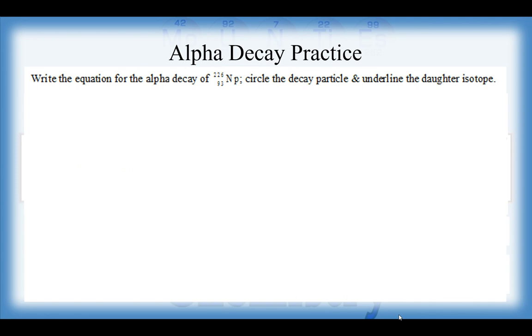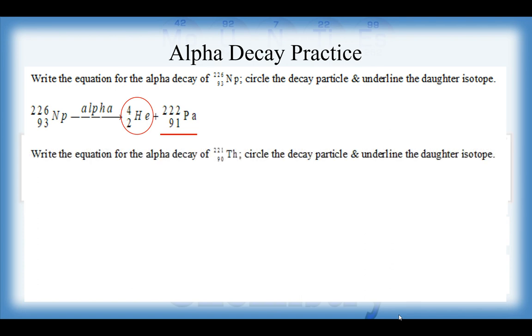All right, so looking at some practice: write the equation for the alpha decay of neptunium-226, circle the decay particle, and underline the daughter isotope. So here we can see we start with the parent isotope, and then we indicate the decay type over top of the arrow, and then we see our product particles that we get there. And so the decay particle is the helium nucleus, and the protactinium-222 would be the daughter isotope.